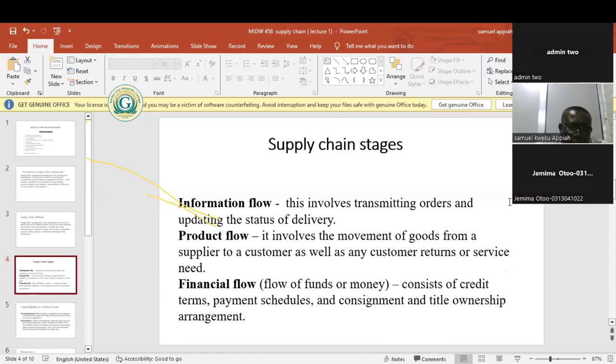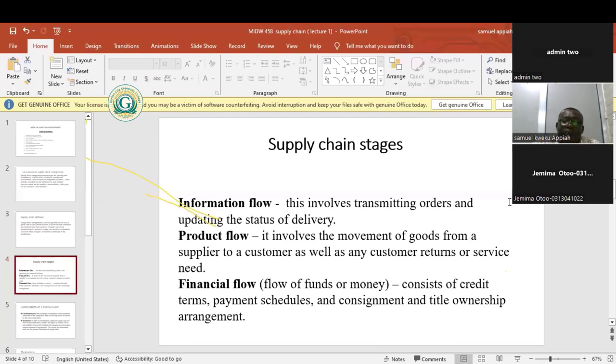And then we're looking at the consignments. Consignment, we are looking at all the items, the goods that are in transit or the goods that are coming to us, and then title ownership arrangement. If you have done business law before, then it will tell you when ownership passes. At what point, who bears the cost in case of anything? So the title ownership is very, very important.